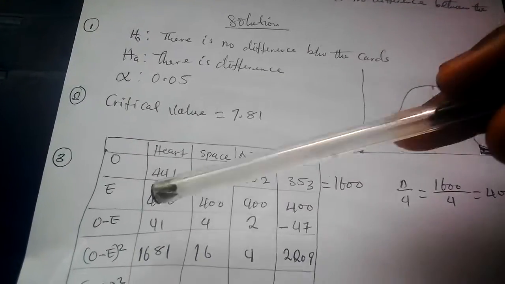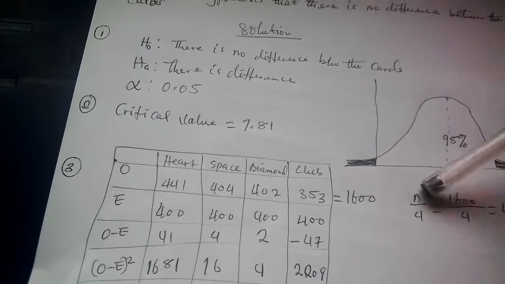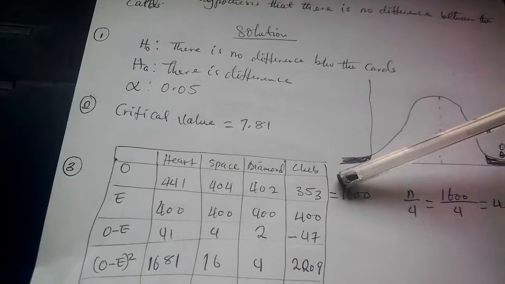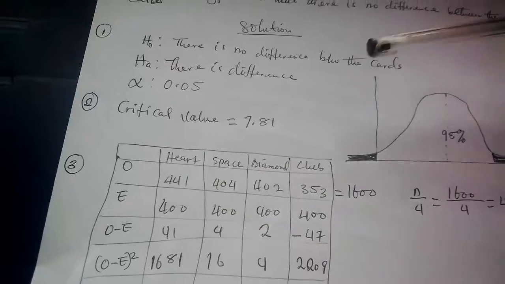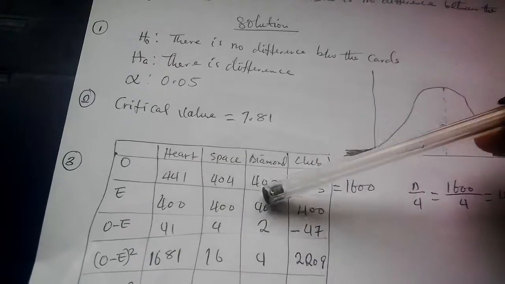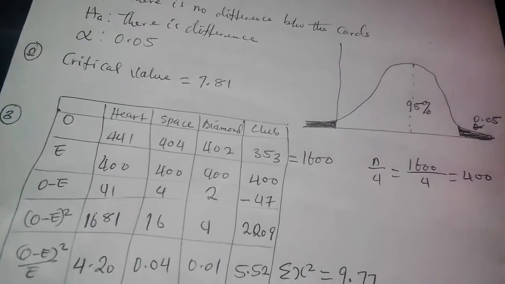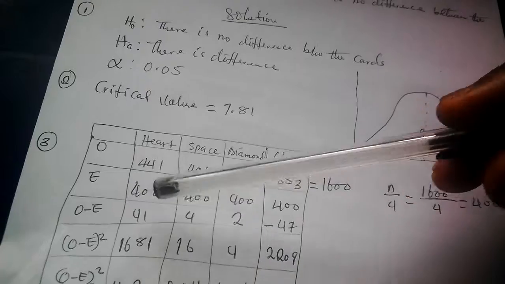Now, how are you going to get your expected? To get your expected, just use a simple formula, which is n divided by 4. N is the total number of observations, divided by the total number of outcomes. The number of outcomes is just 1, 2, 3, 4, so you just put your 4 here. When you divide it, you get 400. That is your expected for all the cars here, as you see in the table.